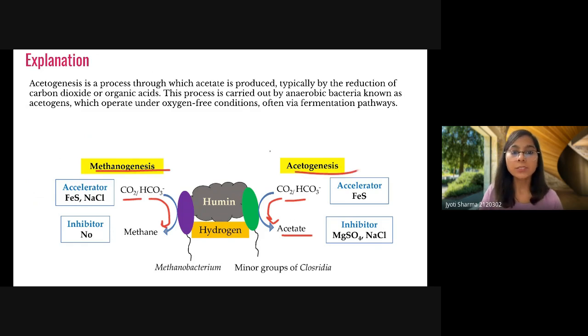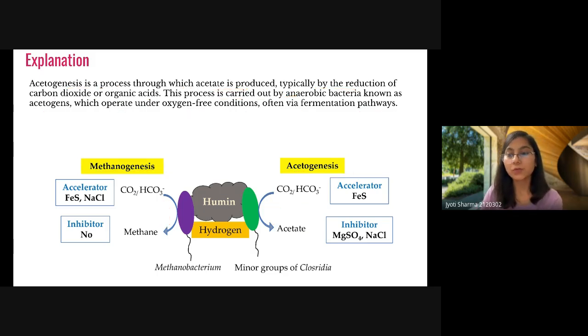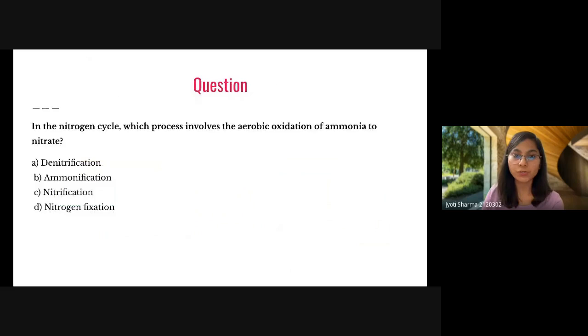So acetogenesis is the process through which acetate is produced, typically by the reduction of CO2 or organic acids. This process is carried out by anaerobic bacteria, and these bacteria are known as acetogens, which operate under oxygen-free environments, often via fermentation pathways. Okay, so I'm going to the next question. If you do have any problem, you can write in the chat box. Otherwise, we will go on to the next question.